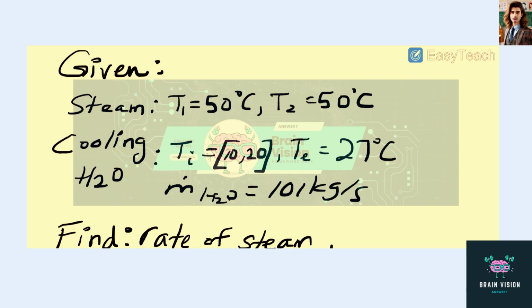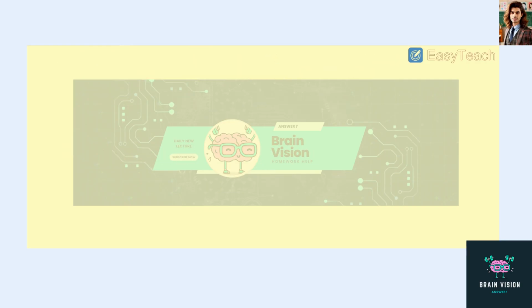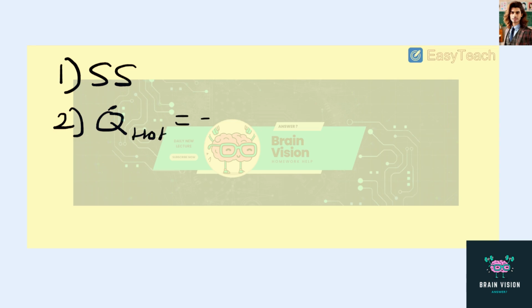The m dot of this cooling water is 101 kilograms a second, and what we're asked to find is the rate of steam condensation as we change the inlet temperature of the cooling water. So the first thing we're going to do is write down our assumptions. We're going to assume that this is a steady state process, so things are not going to be changing with time. We're also going to assume that all of the heat transfer that comes out of the hot fluid is going into the cold fluid. So that basically means that Q hot is equal to negative Q cold.